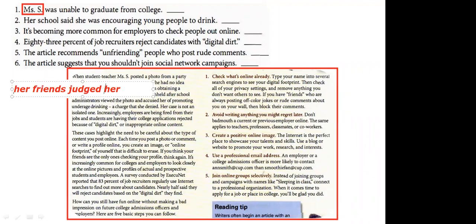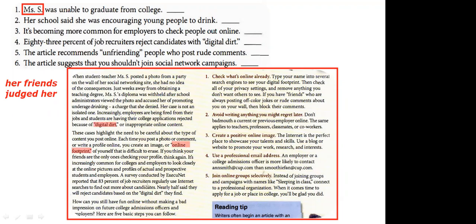Is that what the article is about? No. What is the article about? Oh, for the handprint or what is digital dirt and footprint. Yes, it's about digital dirt and what else? Footprint. What footprint? Online footprint. Perfect. That's what the article is about.